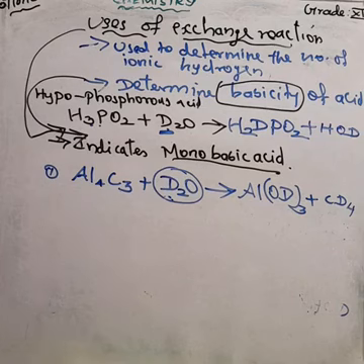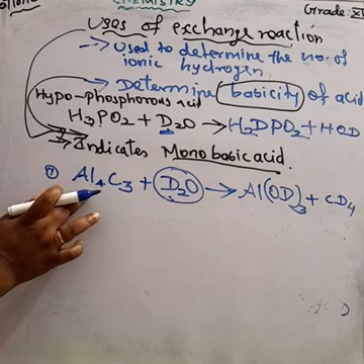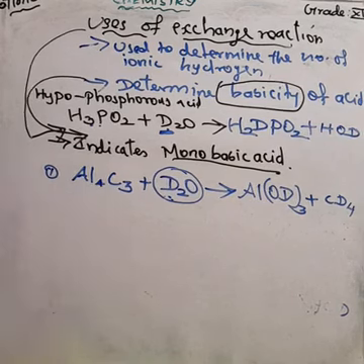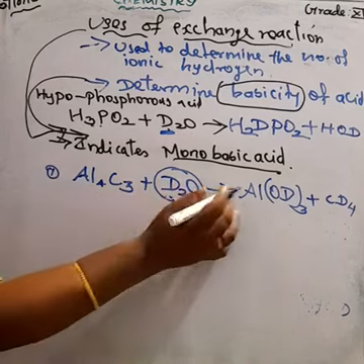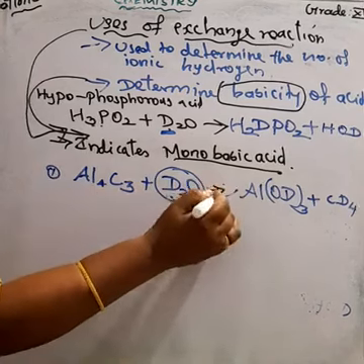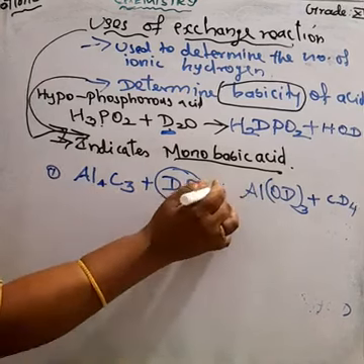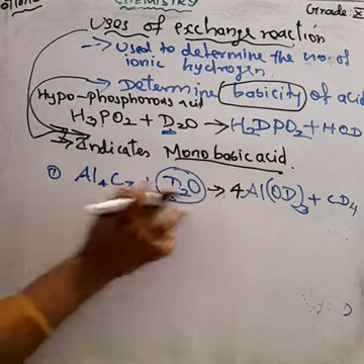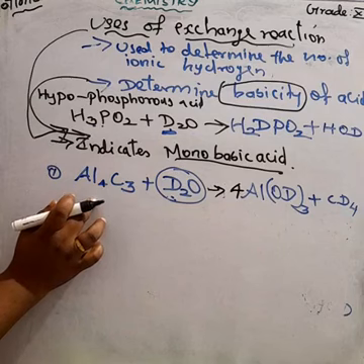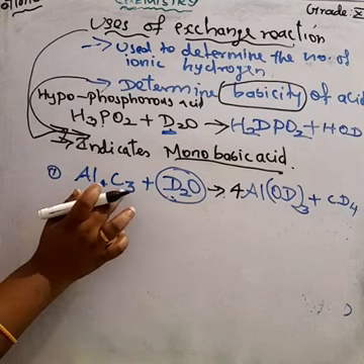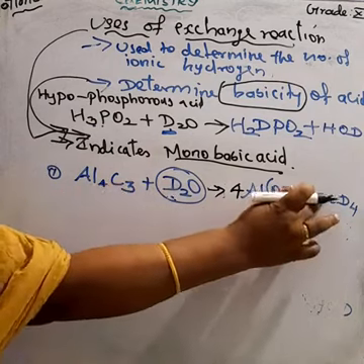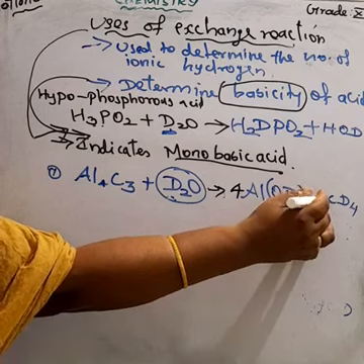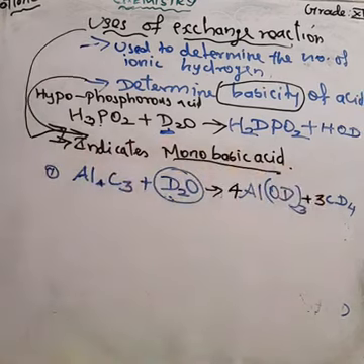We have to balance the equation here. How much aluminum do we have here? Totally 4 aluminum. So we have to make it 4 here, because there are 4 aluminum. And the carbon, how many carbon atoms do we have here? 3 carbon. So we have to make 3 here.